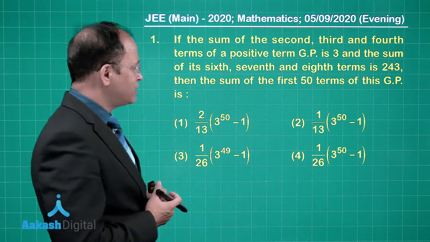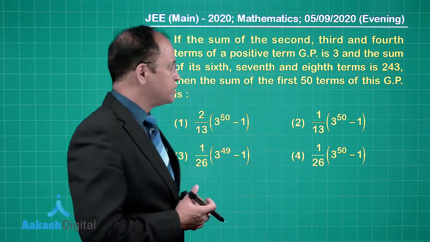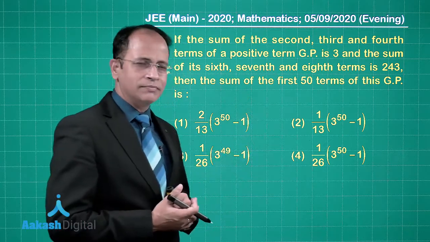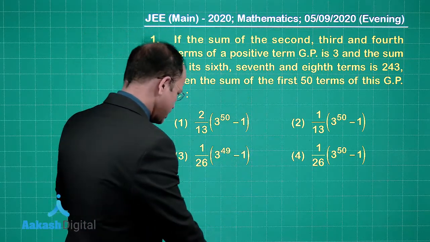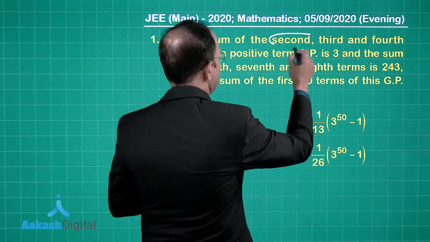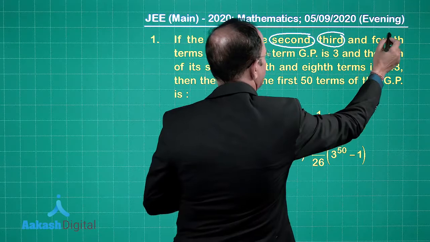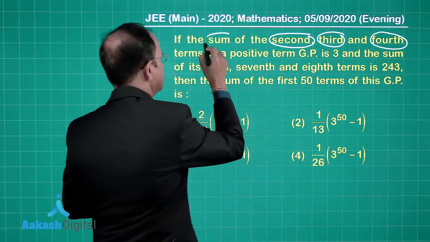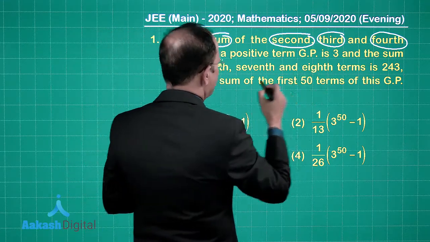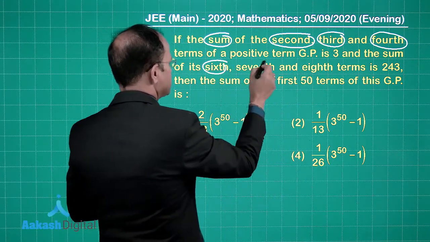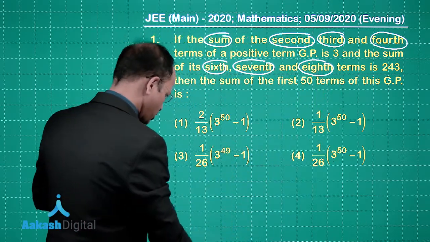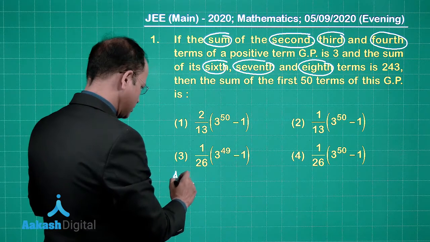If the sum of the second, third, fourth terms of a GP is 3 and the sum of its 6th, 7th and 8th terms is 243. Now here, what has been given to us? We have been given the sum of the second, third and fourth terms. This is what is given to us. And also we have been given the sum of the 6th, 7th and 8th terms, right? So if I talk about these sums, it's going to be a very simple one.